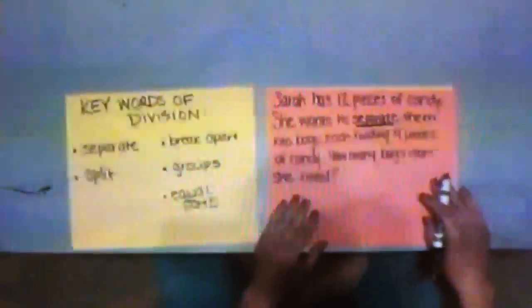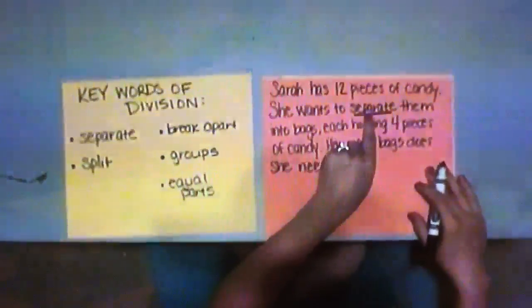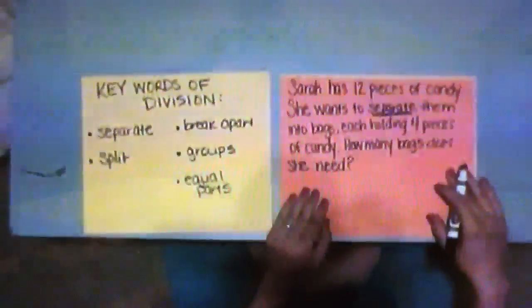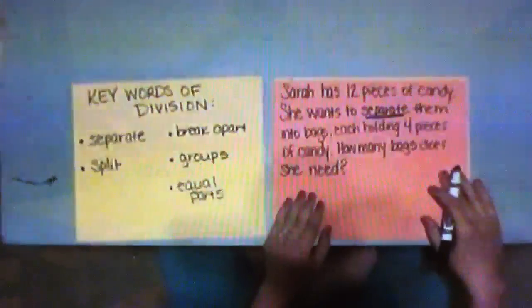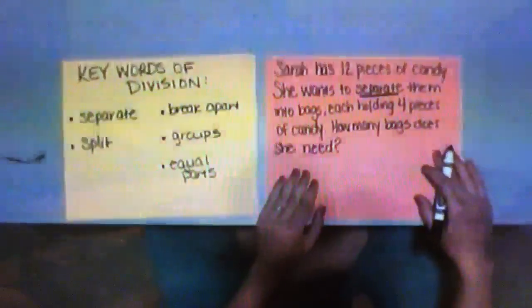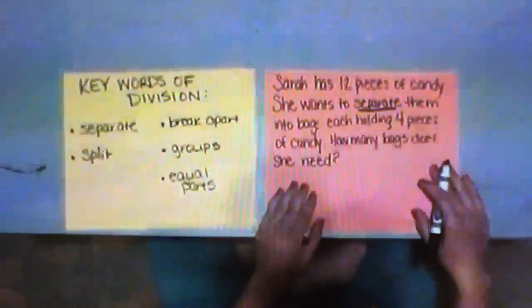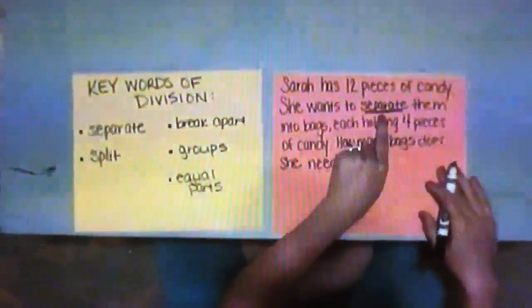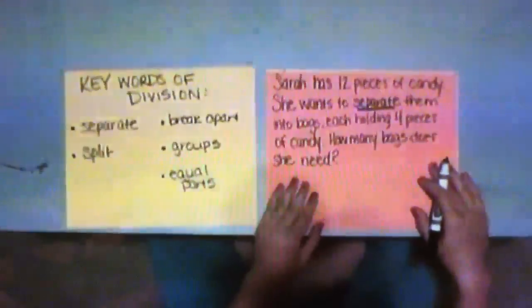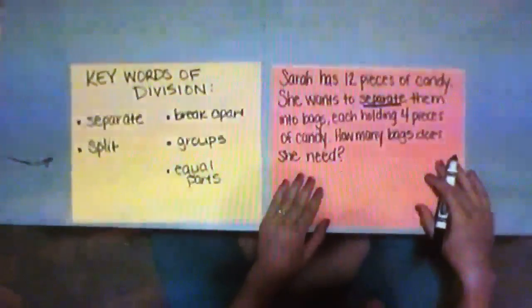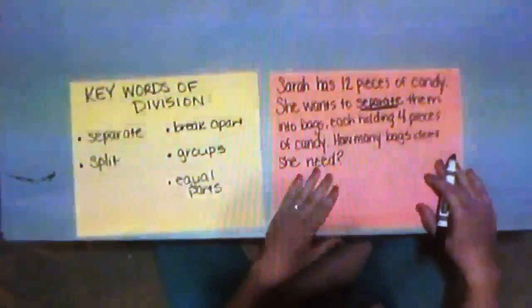Sarah has 12 pieces of candy. She wants to separate them into bags, each holding 4 pieces of candy. How many bags does she need? Right away, we know this is a division problem because of the word separate. Now, we want to use pictures in order to solve this problem to make it a little easier on ourselves.